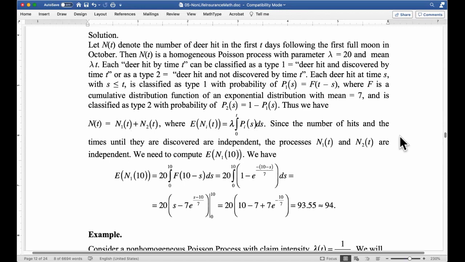Well, we have E of N1 of 10 equal to 20, where 20 is the lambda, times the integral from 0 to 10 of p1 of s, which is F of 10 minus s, ds. The cumulative distribution of the exponential random variable with mean 7 is known, and this is equal to 20 times the integral from 0 to 10 of 1 minus e to the minus (10 minus s) over 7 ds, and that's equal to 20 times s minus 7 times e to the minus (s minus 10) over 7 evaluated from 0 to 10. And then that's equal to 20 times (10 minus 7 plus 7 e to the minus 10 over 7). And that's approximately 93.55, and approximately 94.